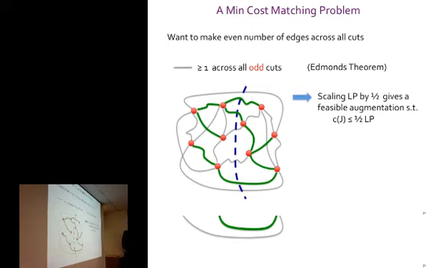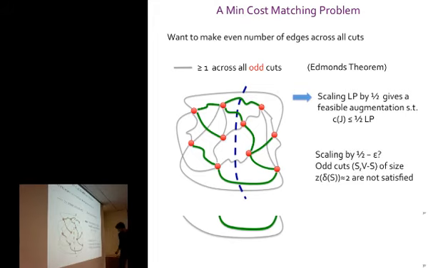Now, how can we do it? The simple way is to scale every LP value by 1/2. Because in the LP we had fractionally 2 edges in each cut. In this way we have at least 1 edge in every cut, not just the odd cuts. So we can get a feasible solution, and this actually shows that the cost of the Eulerian augmentation is at most 1/2 of LP, no matter what tree we use.